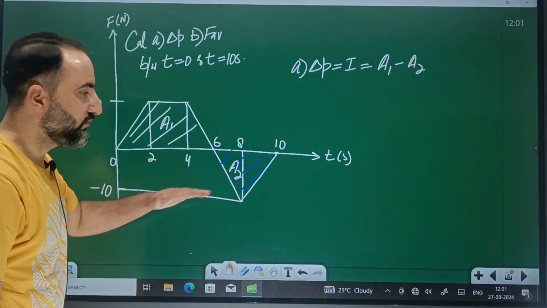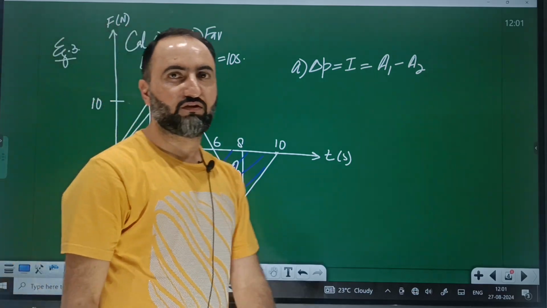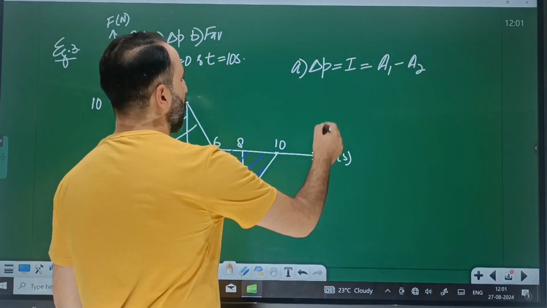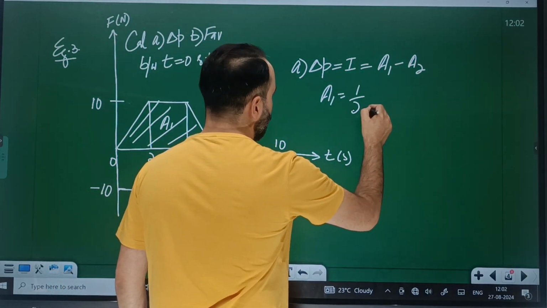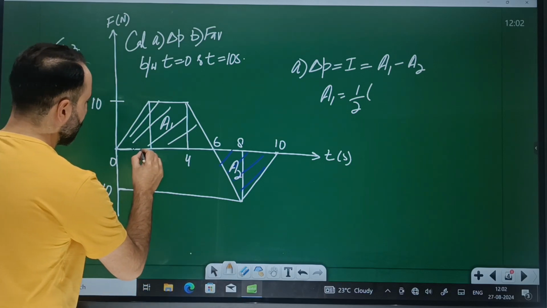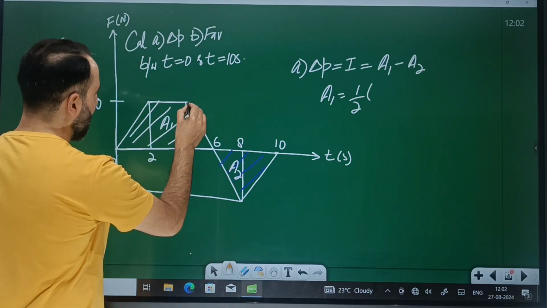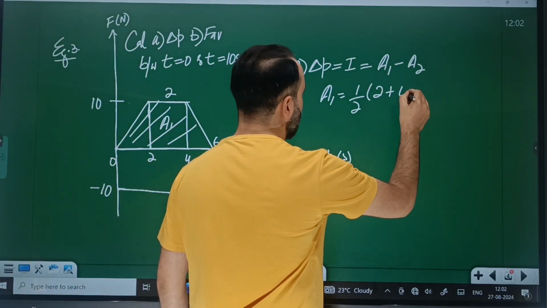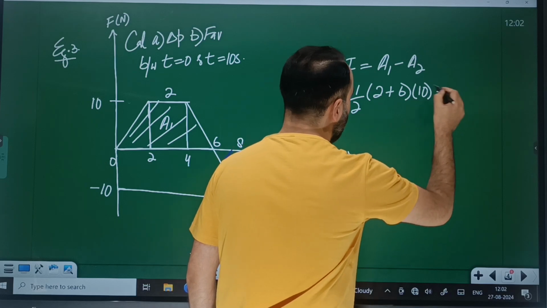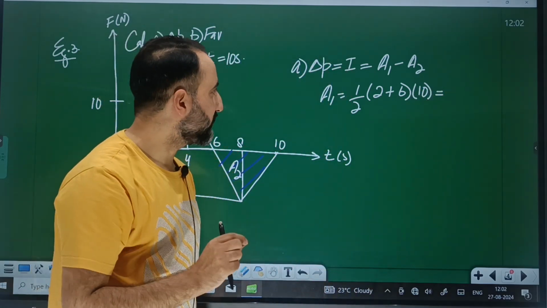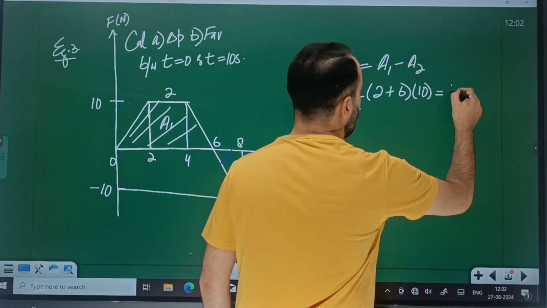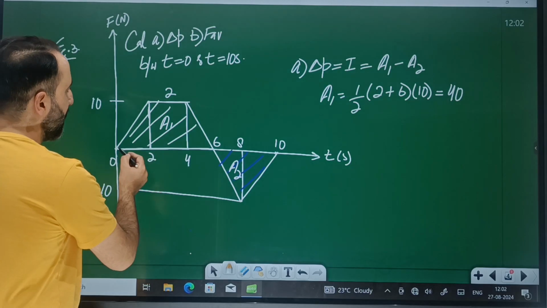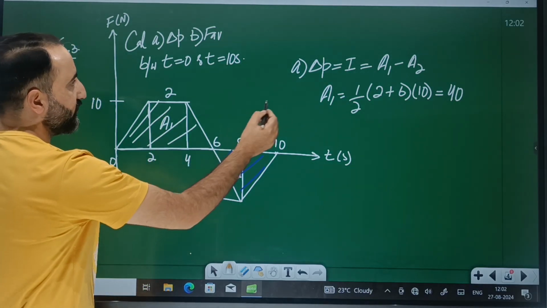Okay, simply because A2 is below the time axis and A1 is above the time axis. So one by one, first of all I will calculate A1, then I will calculate A2. So what will A1 be equal to, beta? Okay, that's equal to 1 by 2 sum of parallel sides. Now one parallel side is this which is 6, the other parallel side is this which is 2, height is this which is equal to 10. So that's equal to 2 plus 6 multiplied by 10. Right beta. 2 plus 6 is equal to 8. 8 10s are 80. 80 divided by 2 is equal to 40. So this comes out to be 40. All right. Okay beta. So simply it's equal to 1 by 2, this parallel side is 2, this parallel side is equal to 6, multiplied by 10.